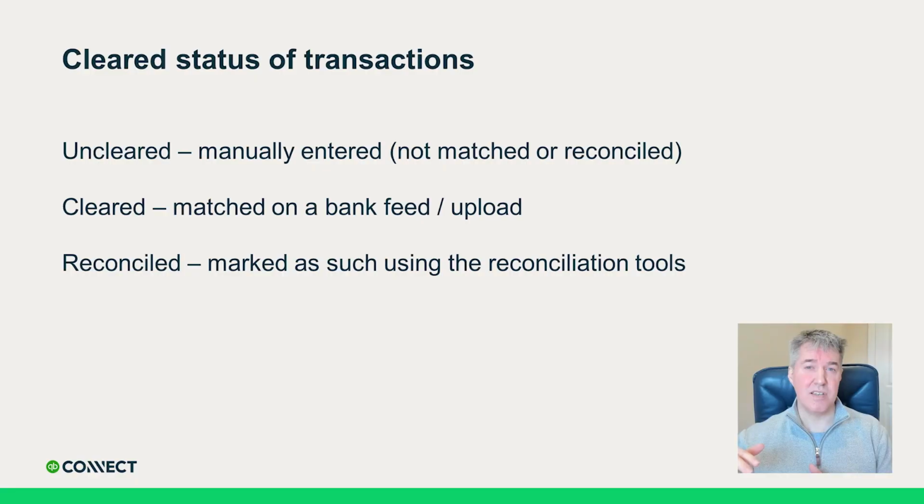So our entries against balance sheet and bank accounts have got three statuses. Uncleared, when we manually enter them to begin with. We've got a cleared entry. So if you have uploaded your bank statements or you're using your bank feed and you match or you add an entry through the bank feed area, it will become flagged as a cleared item. And then later on, when you work through the full reconciliation process, those items are then flagged as reconciled.